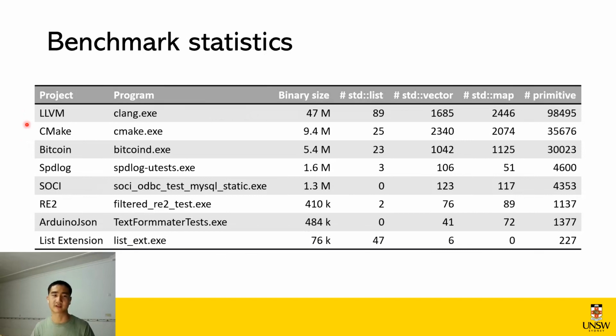We include projects like LLVM, CMake. Those are real-world C++ projects. And those are the numbers of different types of variables we counted.